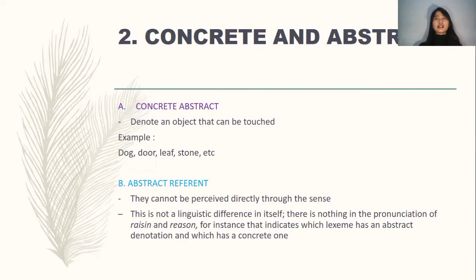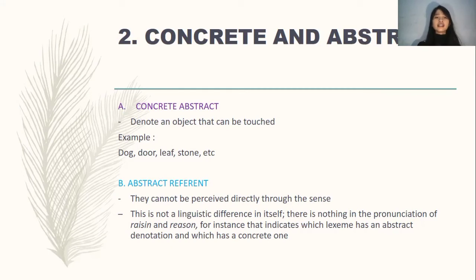The second type of reference is concrete and abstract. Concrete reference denotes an object that can be touched or seen. We can see the object and we can touch the object. For example, stool, door, chair, stone, windows, and etc.